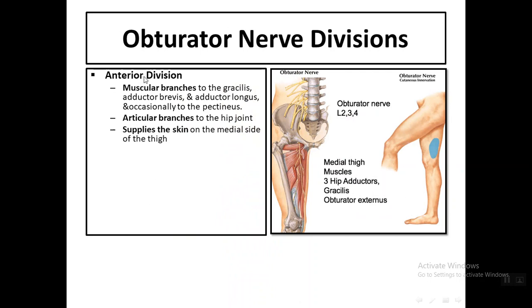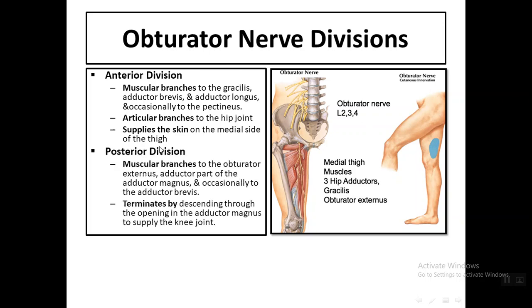So we have the anterior division of the obturator nerve and we have the posterior division. The anterior division gives muscular branches to the gracilis, adductor brevis, adductor longus, and occasionally to the pectineus muscle. Articular branches to the hip joint, and also, as we said, it will supply the skin on the medial side of the thigh. All these are branches from the anterior division of the obturator nerve.